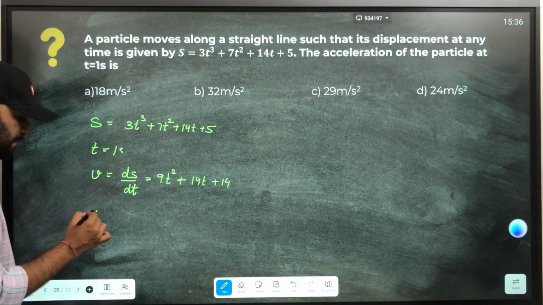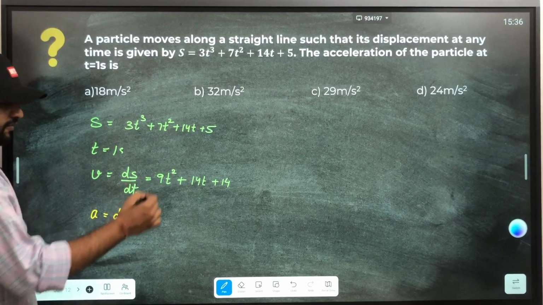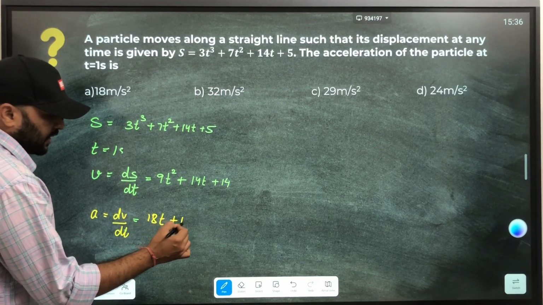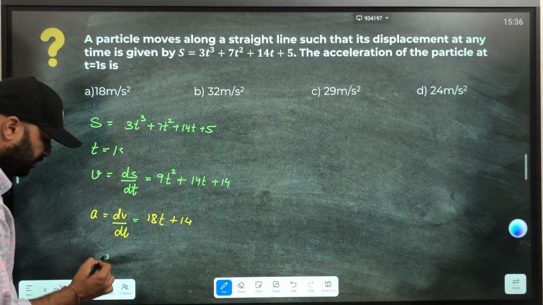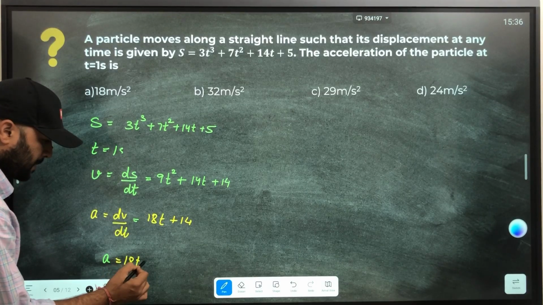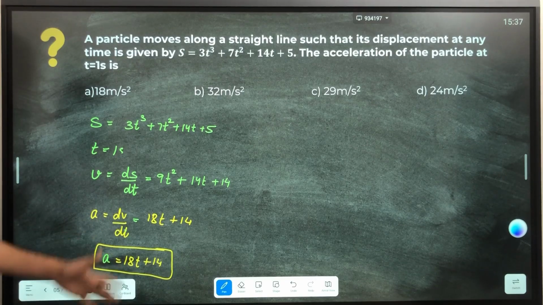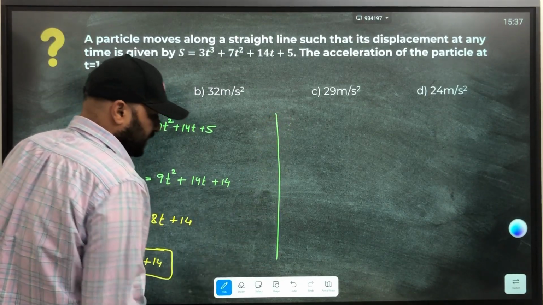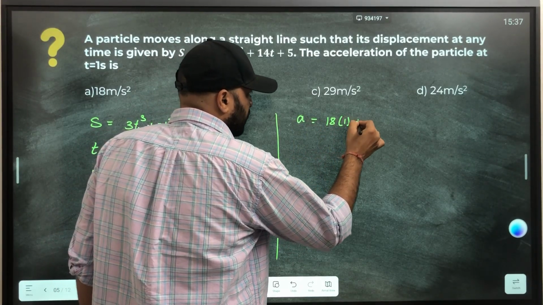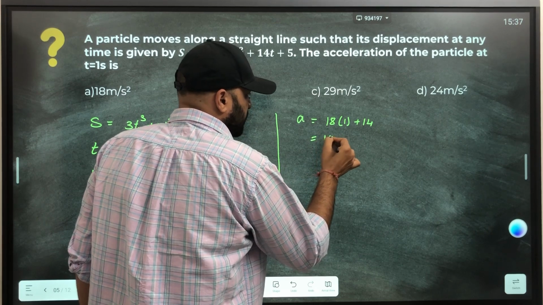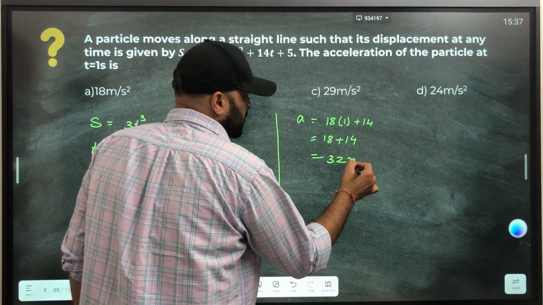Now acceleration a must be equal to dv by dt, and that will give us 18t plus 14. I hope this is clear. Acceleration is 18t plus 14. Now this is our acceleration function. They are asking now the acceleration of the particle at 1 second. So let's substitute t equals 1 here. So a will be equal to 18 into 1 plus 14, right? And that will be equal to how much? 18 plus 14. And that will be how much? 32 meter per second square.